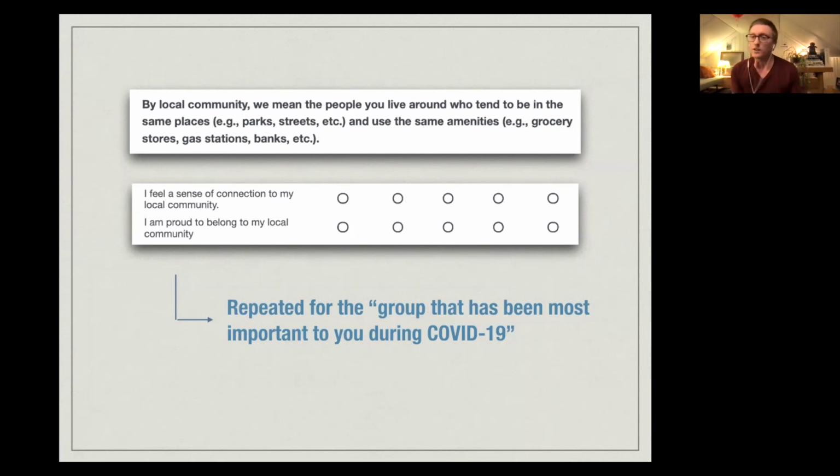People answered all kinds of questions about their local communities, including typical identification questions. So, I feel a sense of connection to my local community. I'm proud to belong to my local community. We also asked people to identify a set of groups they belong to that they cared about, to pick the one that they were finding most important to them right now during COVID-19, and again, answered questions about identification with that group.